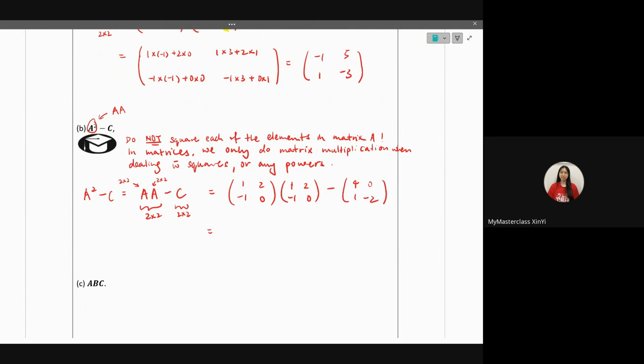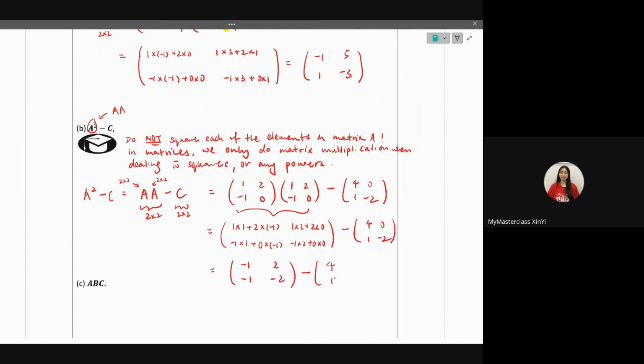Do the left side first, your matrix multiplication, this part over here first. You should have 1 times 1 plus 2 times negative 1, 1 times 2 plus 2 times 0, negative 1 times 1 plus 0 times negative 1, negative 1 times 2 plus 0 times 0. Then minus 4, 1, 0, negative 2. Then this will simplify to negative 1, 2, negative 1, negative 2, minus 4, 1, 0, negative 2.